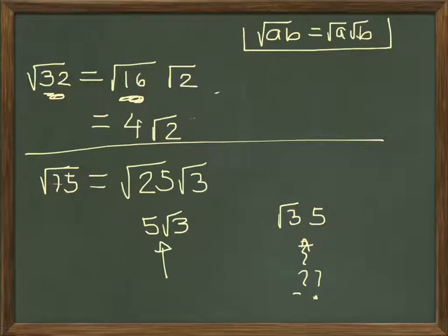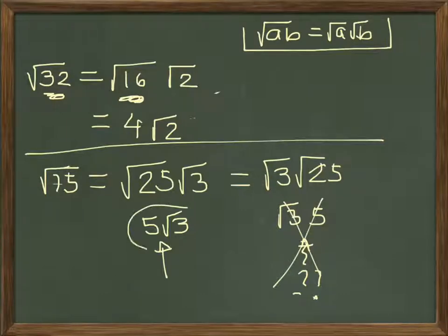So even if in this step you write it as root of 3 times root of 25, that's totally fine. But once you get to the next step, try not to write it like that. Try to write it like this, okay? Because that's confusing for people to read. Okay, this is a very simple example.